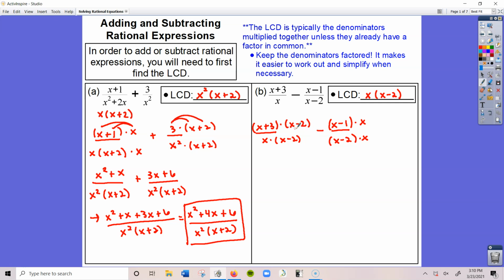Now, when we're subtracting, we have to keep in mind that we're subtracting everything that is to the right of that subtraction symbol. So we have to be careful and make sure that we keep parentheses to make sure that we distribute that negative. So let's work out this first fraction. We're going to distribute x plus 3 with x minus 2.